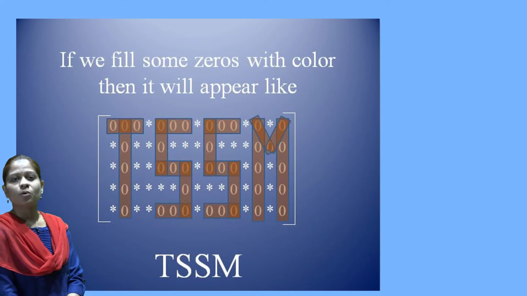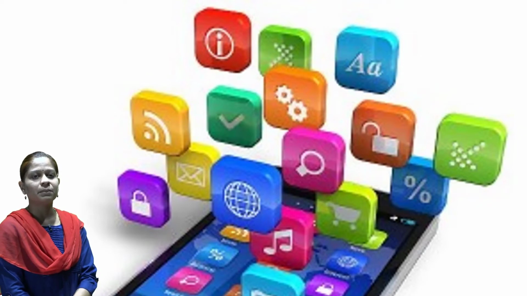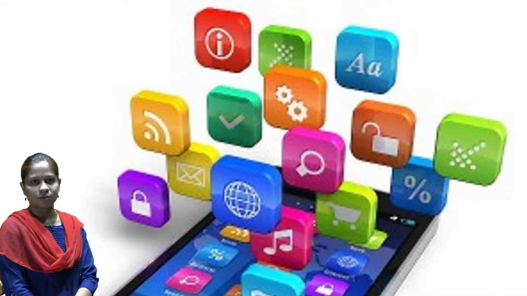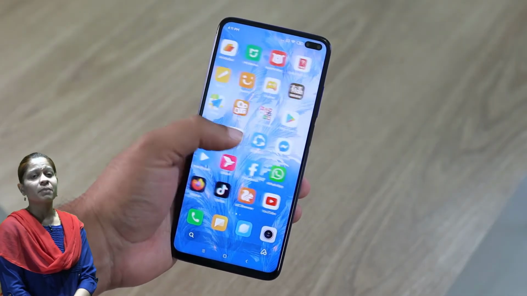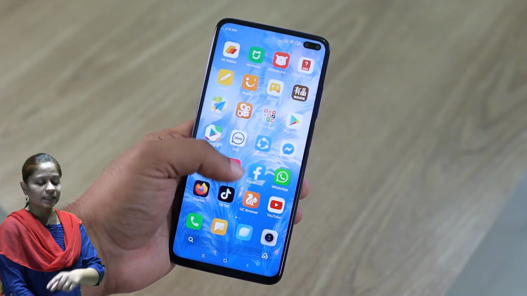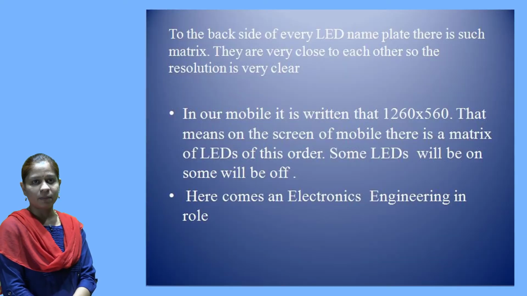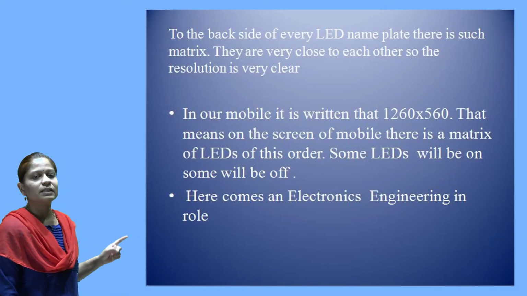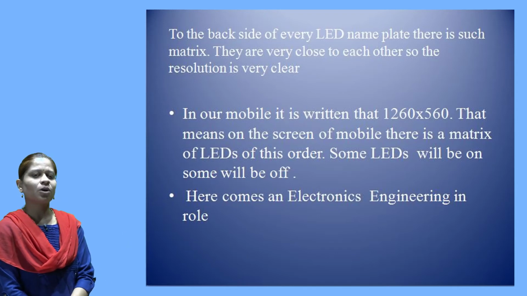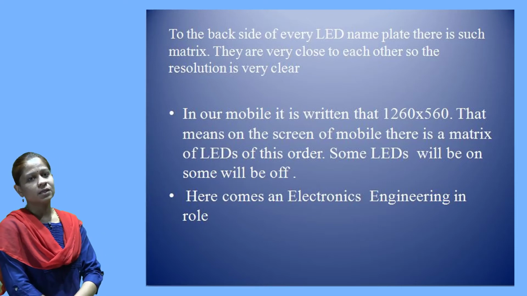Again, if you look at your mobiles, sometimes one number may appear, 1260 multiplied by 560. This number is nothing but the order of the matrix of which your mobile screen is made. That means this many LEDs are applied on the screen of your mobile, and if you turn some of the LEDs on and off, then the information is displayed on your mobile screen.